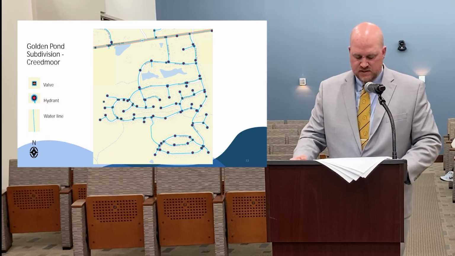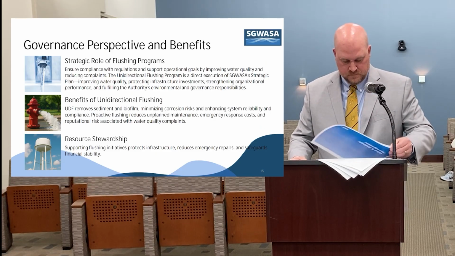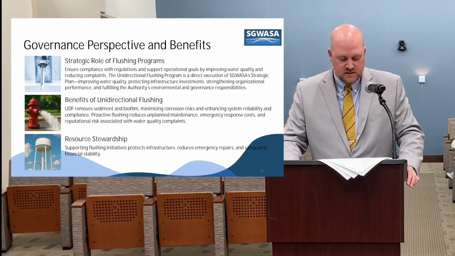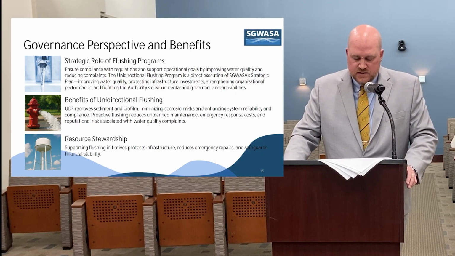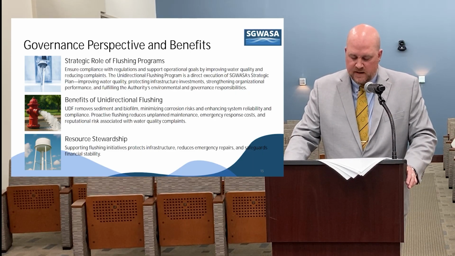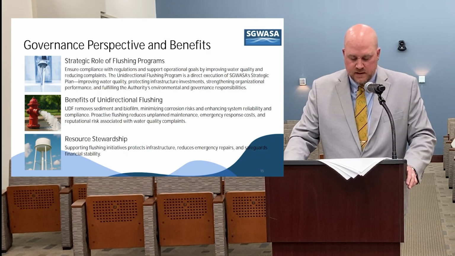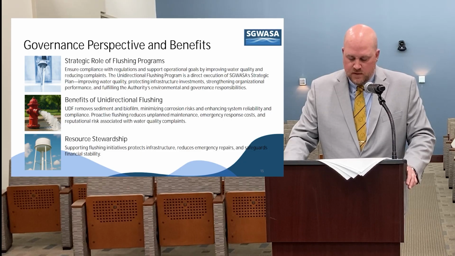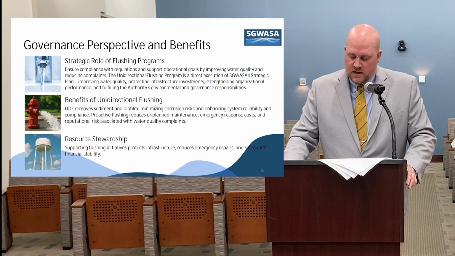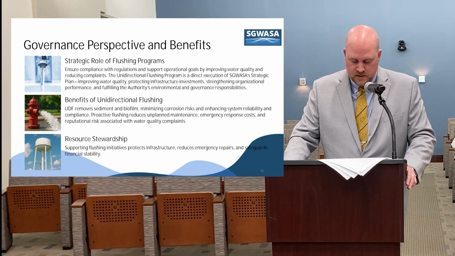Value and strategic plan alignment. Strategic role of flushing programs: this ensures compliance with regulations and supports operational goals by improving water quality and reducing complaints. The Unidirectional Flushing Program is a direct execution of SGWASA's strategic plan, improving water quality, protecting infrastructure investments, strengthening organizational performance, and fulfilling the authority's environmental and governance responsibilities.